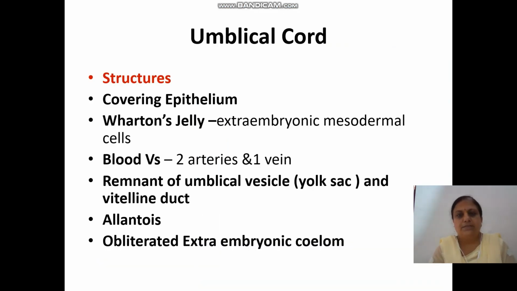Now let us discuss the umbilical cord. The umbilical cord is covered by epithelium. It contains Wharton's jelly, which is extra embryonic mesoderm cells. It has two arteries and one vein. It has the remnant of the umbilical vesicle, that is the yolk sac, and the vitelline duct, and the allantois, the obliterated extra embryonic coelom.